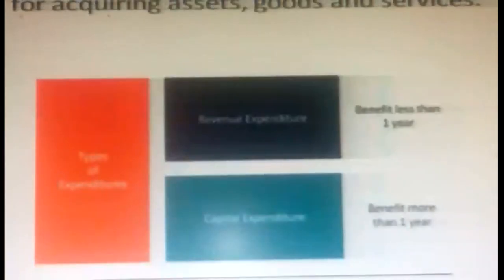So why is it called revenue expenditure? The benefit is only the same year, less than the year, correct? What is capital expenditure? The benefit is more than the year, more than 1 year. That's why it is called capital expenditure. For example, you bought a car, or you want to change the interior decoration, that expenditure is called capital expenditure. Suppose you have any repair for that particular car, that is called revenue expenditure, correct? So later on you will understand the different types of expenditure in detail.